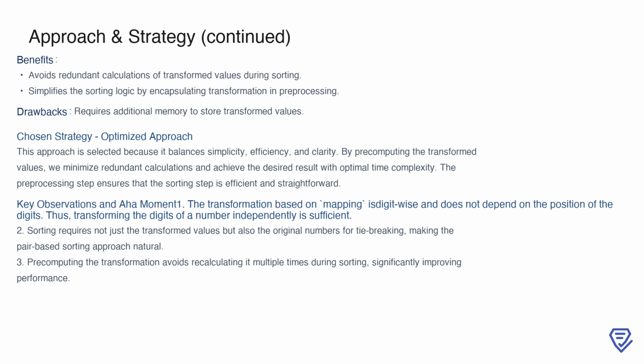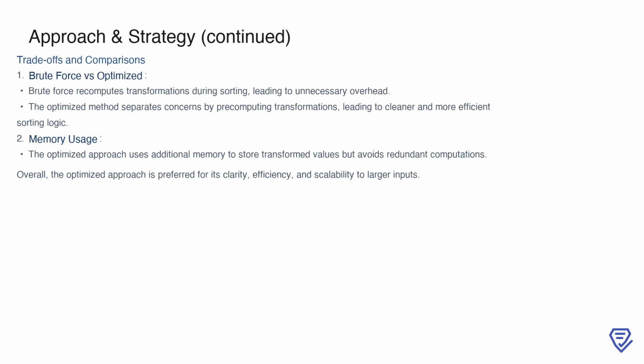The key insight here is that the transformation is digit-wise, meaning it does not depend on the positions of the digits. This allows us to transform the digits of a number independently. Furthermore, using both the transformed values and the original numbers for tiebreaking ensures that the sorting process is accurate and preserves the required order. When comparing the brute force and optimized approaches, the differences become clear.